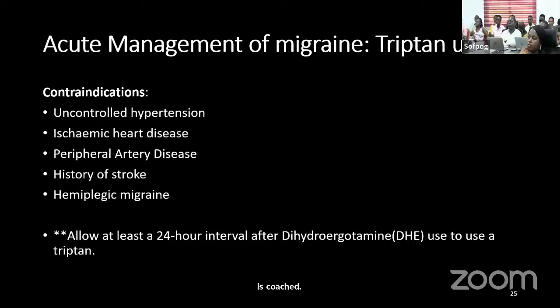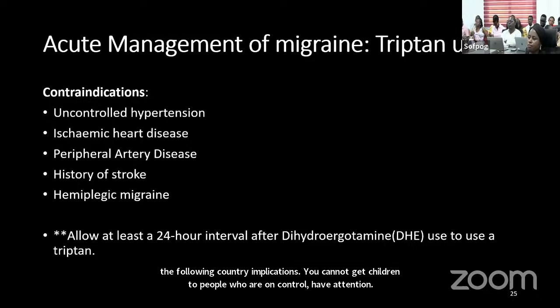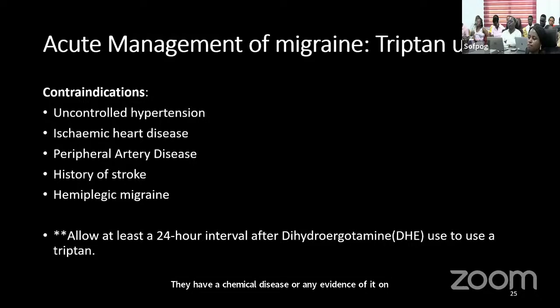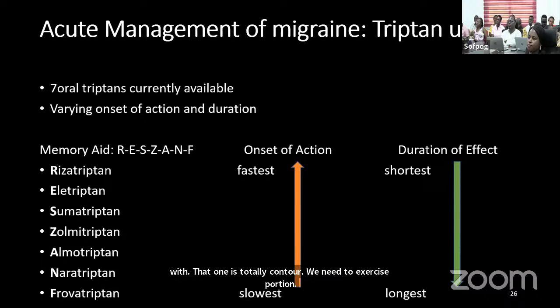So in terms of triptan use, it's important to note the following contraindications. You cannot give triptans to people who have uncontrolled hypertension, if they have ischemic heart disease or any evidence of it on ECG, peripheral artery disease, a history of stroke, or a history of hemiplegic migraine. We have to be very careful with that one. It's not totally contraindicated, but we need to exercise caution. And it shouldn't be given within 24 hours of giving dihydroergotamine either.